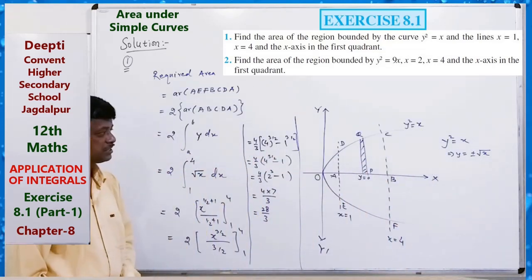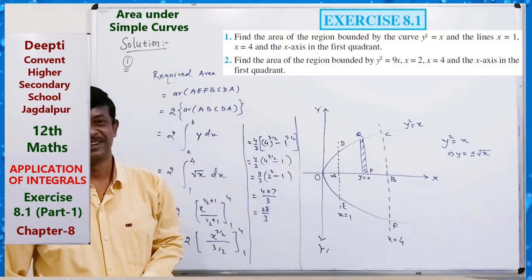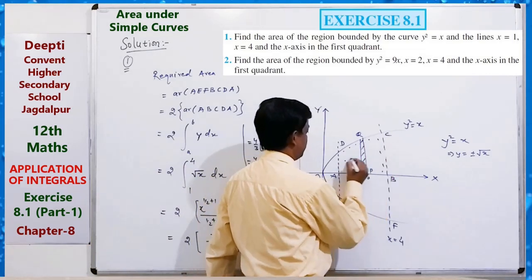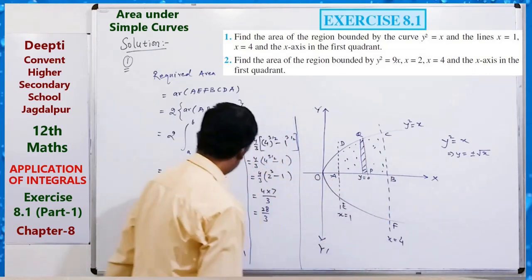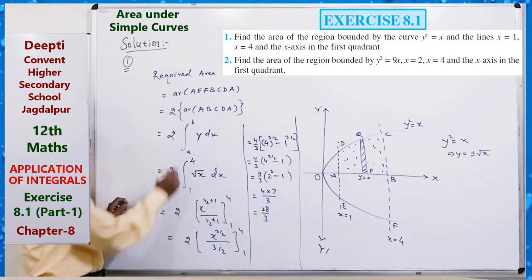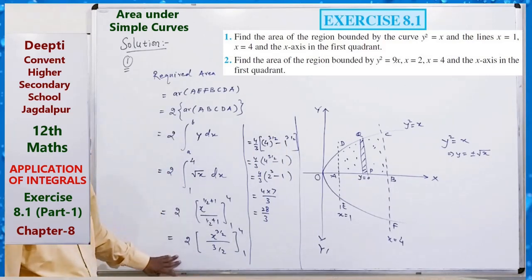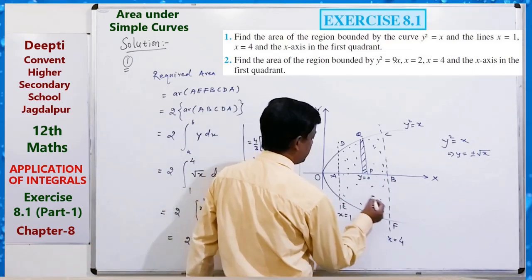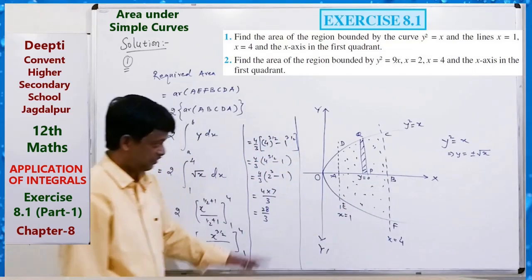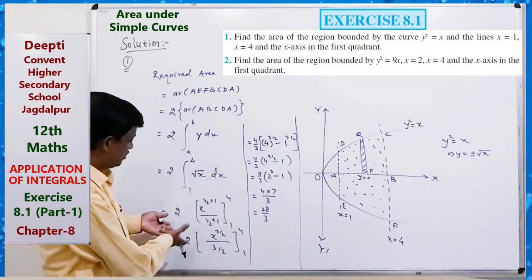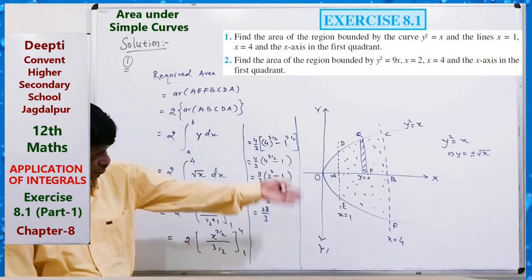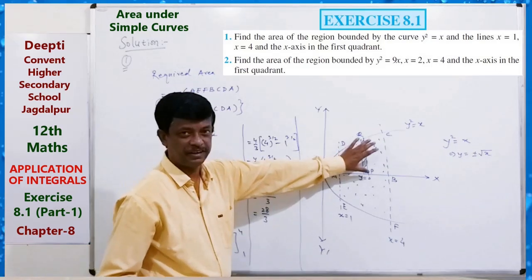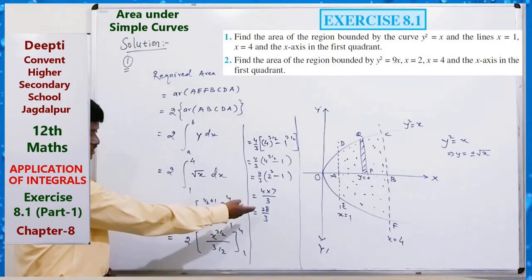Now in this question it is the first quadrant. So we have to take only this part. That's why there will be no 2. 2 times means whole area. If we take first quadrant, then just half of this. Otherwise we find the whole area, but if we find in the first quadrant, then it is half of this.